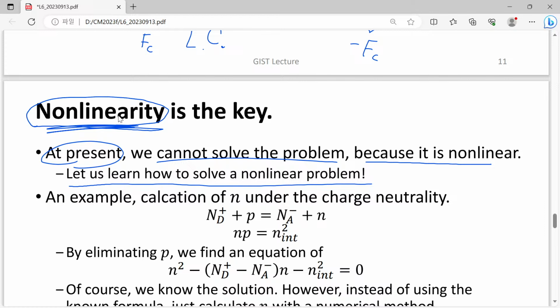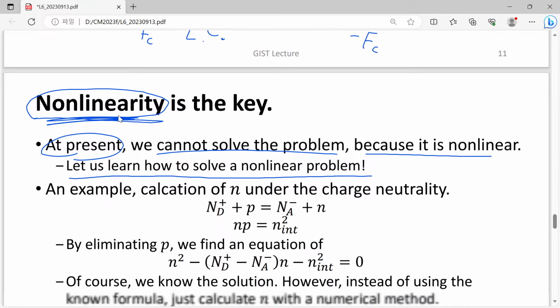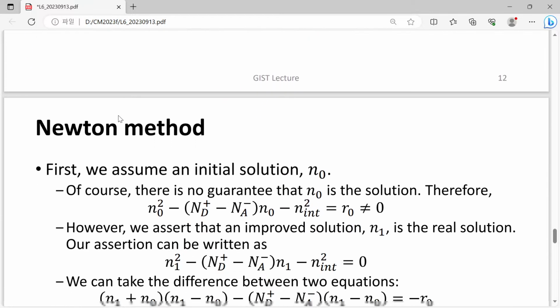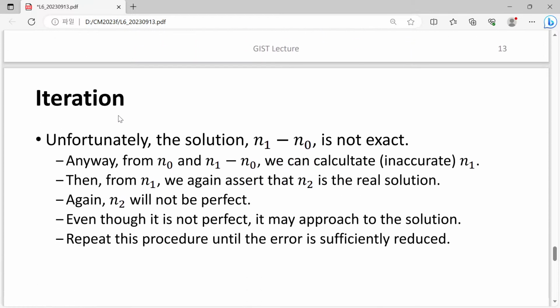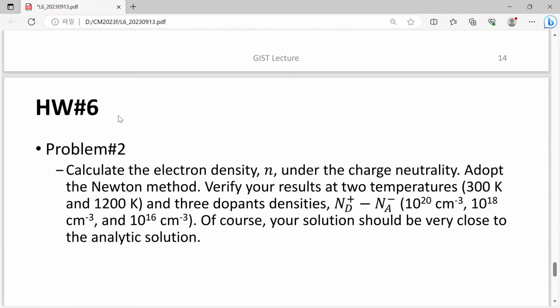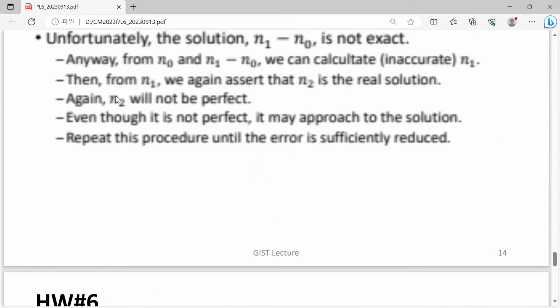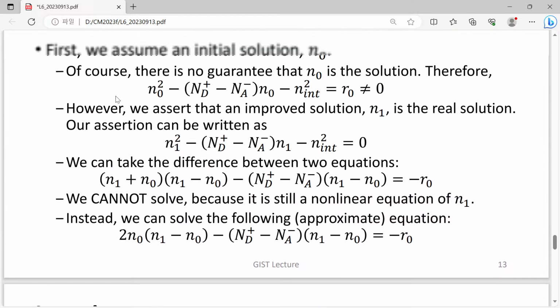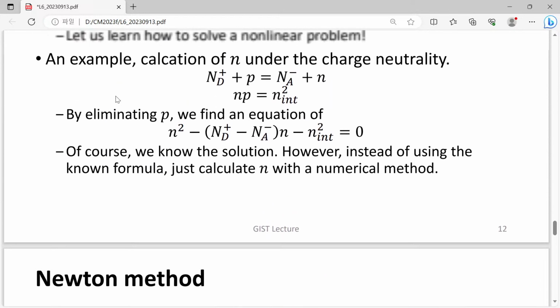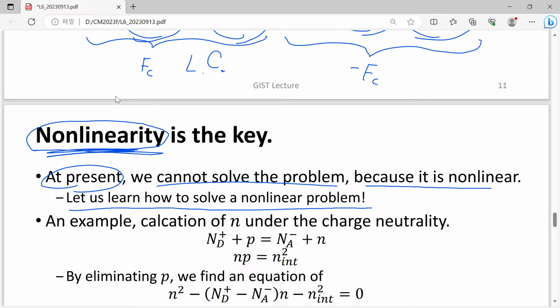Since the time is up, I will just stop here. Although I had prepared another homework, number 2, I will just cancel it. So please do only homework problem one, and next Monday we will continue the discussion about how we can solve these nonlinear problems.